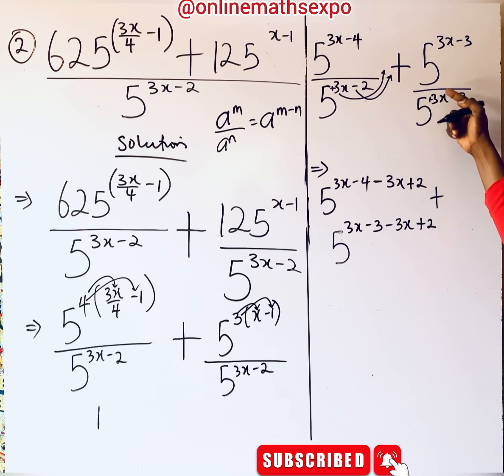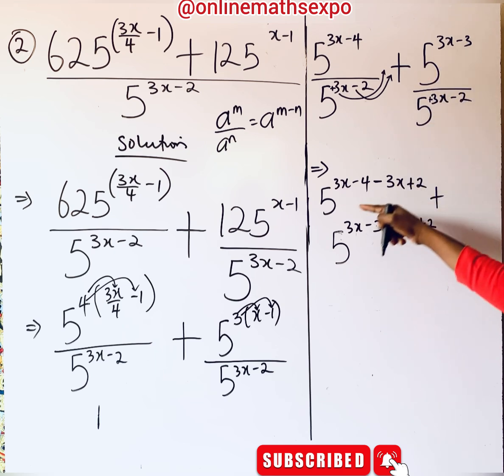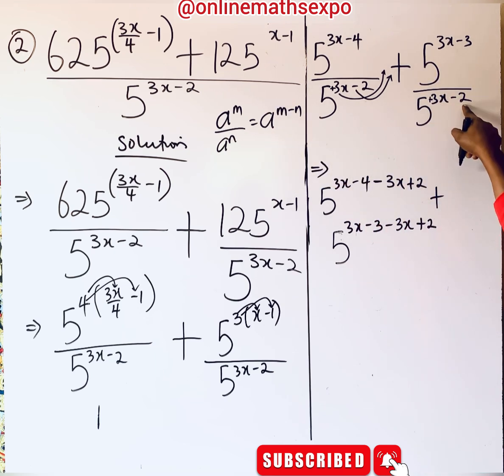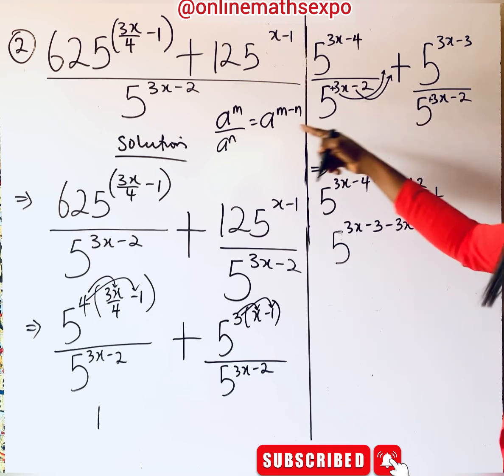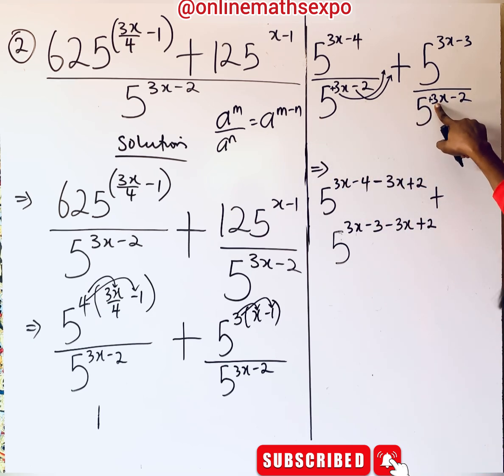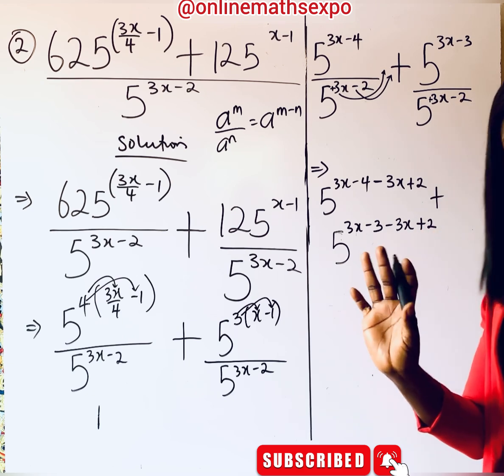Just negate the sign. As you introduce this division rule, if there are two terms at the denominator, for you to apply this, just negate it. The one that is positive, turn it to negative. The one that is negative, turn it to positive. That is just the secret.